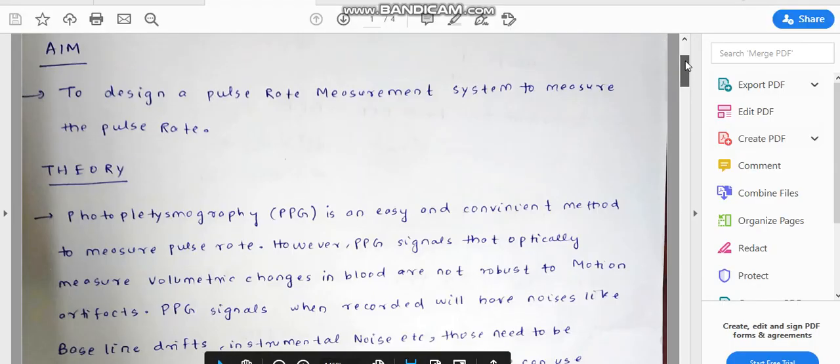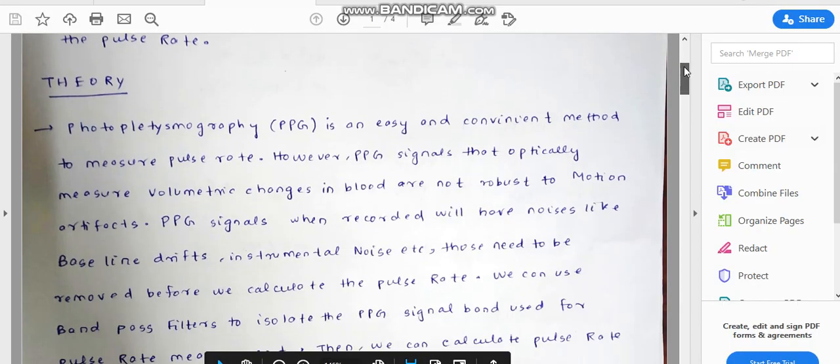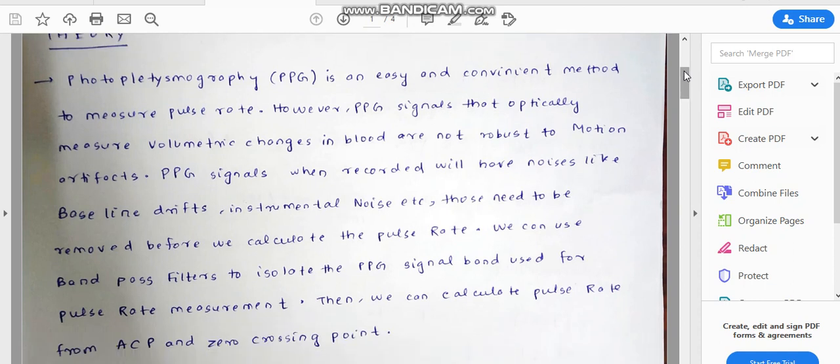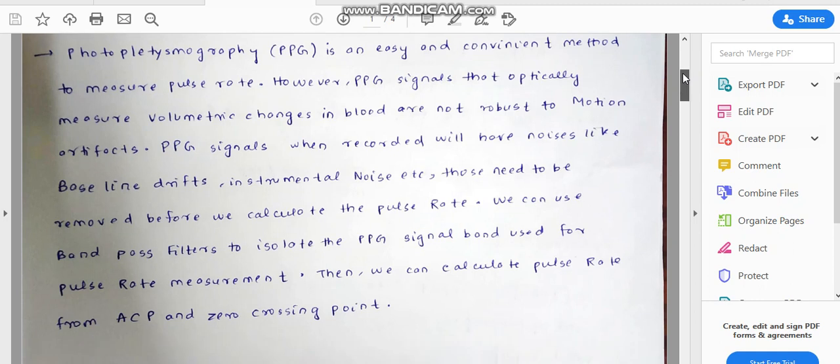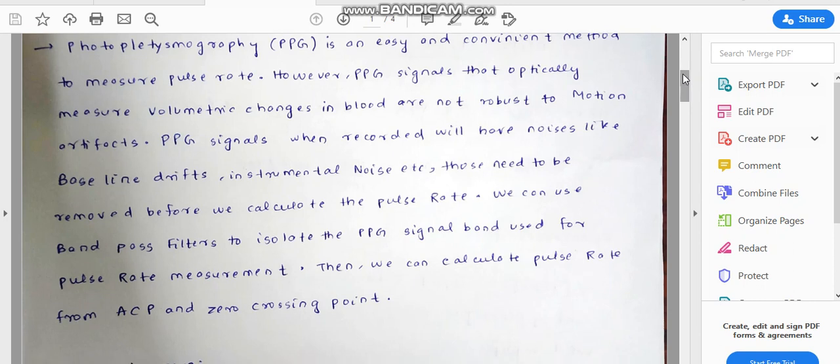So this is my first part. Basically we know that PPG is an easy and convenient method to measure the pulse rate or the pitch period. PPG signals that optically measure volumetric changes in blood are not robust to motion artifacts. So when recorded, we will have noises like baseline drifts and instrumentation noise, and those need to be removed before we can calculate the pulse rate.